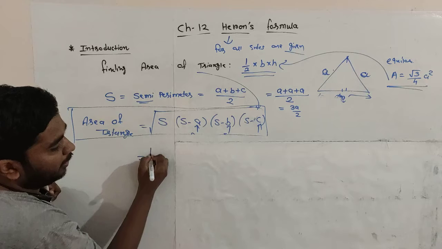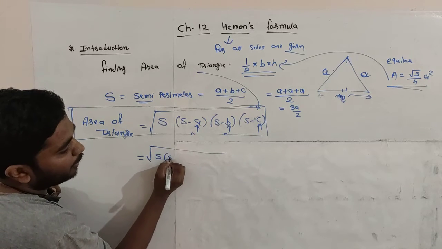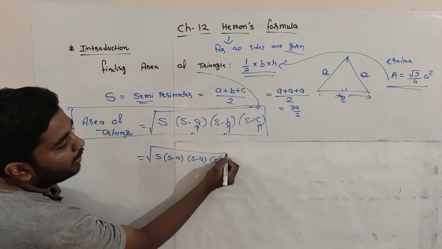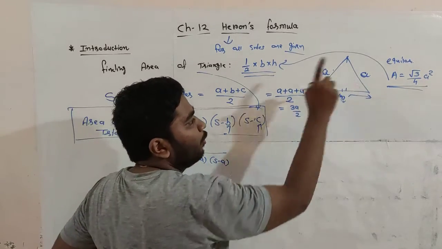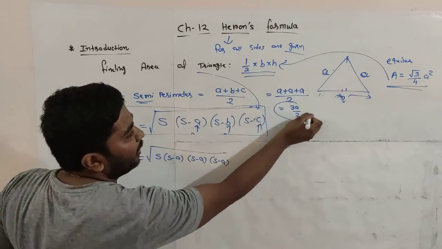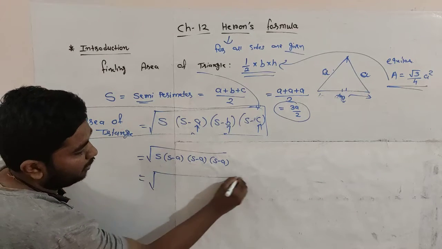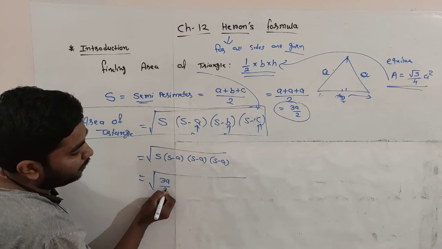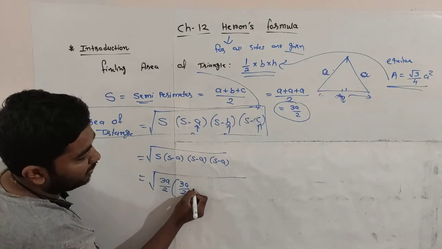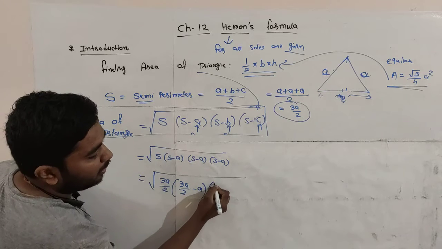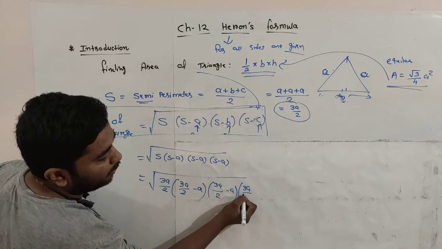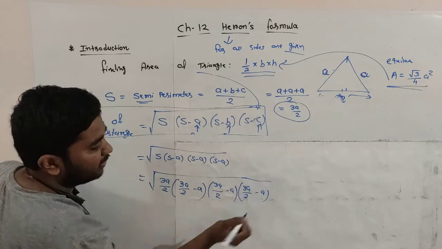So this formula would be root of s into (s minus a) into (s minus a) into (s minus a). Why? Because the other sides b and c are both a. So I have written it like this. Now the semi-perimeter, that is 3a by 2, that value I am putting over here. So I can write 3a by 2 for s. Here 3a by 2 minus a, because s minus a. Again the same thing is repeated, so 3a by 2 minus a, and 3a by 2 minus a. I can write it like this.